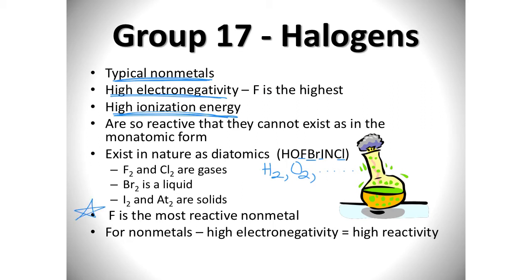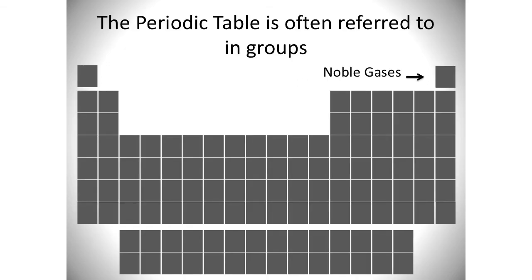Fluorine is the most reactive nonmetal, so therefore their reactivity will decrease as we move down the group, as we move away from fluorine. And again, for nonmetals, a high electronegativity equals a high reactivity. So for nonmetals, the most reactive is the one that gains electrons the most easily.